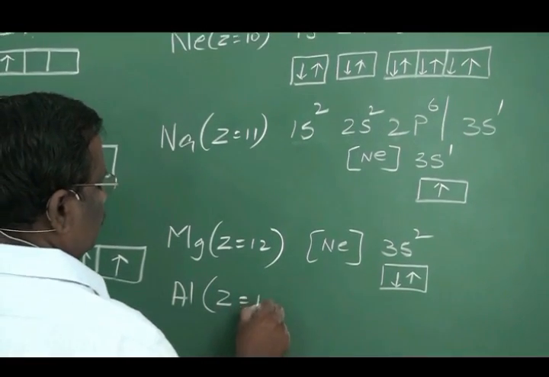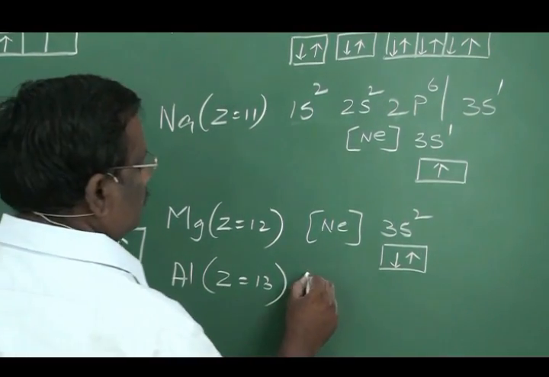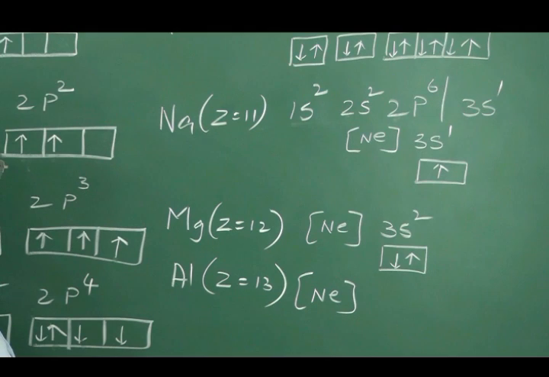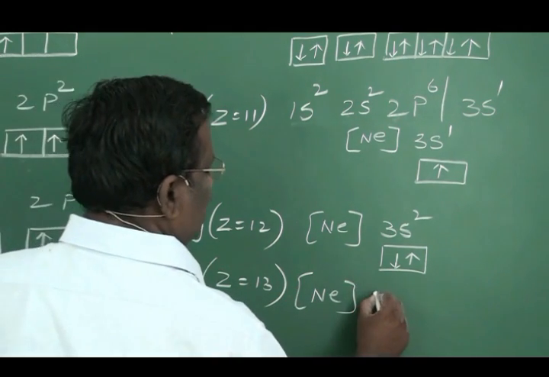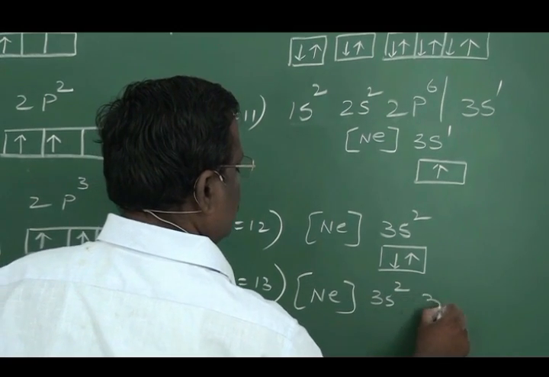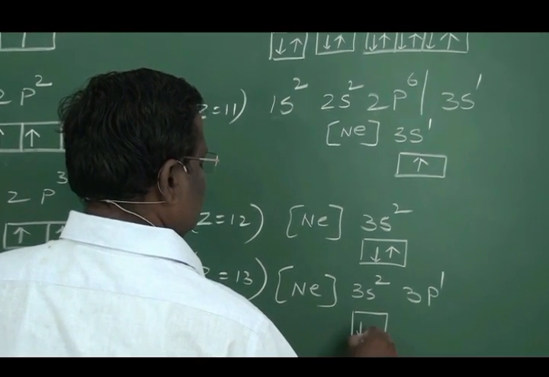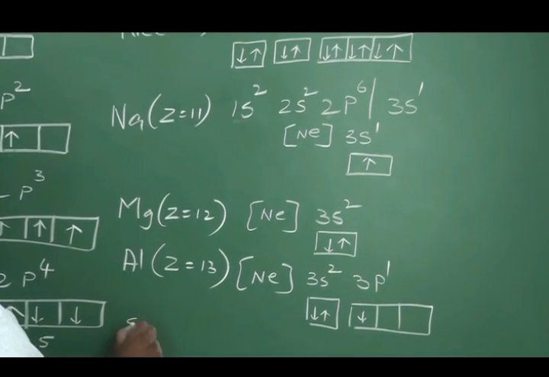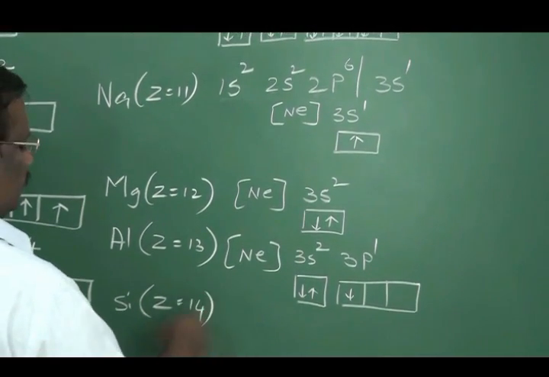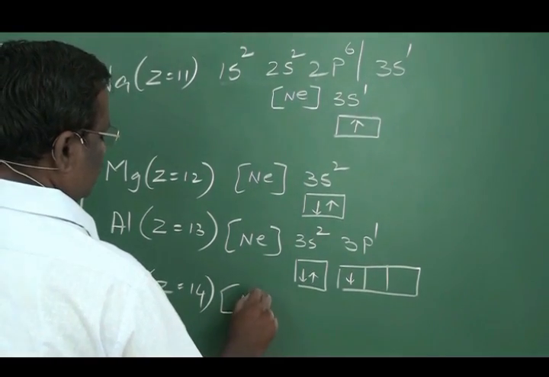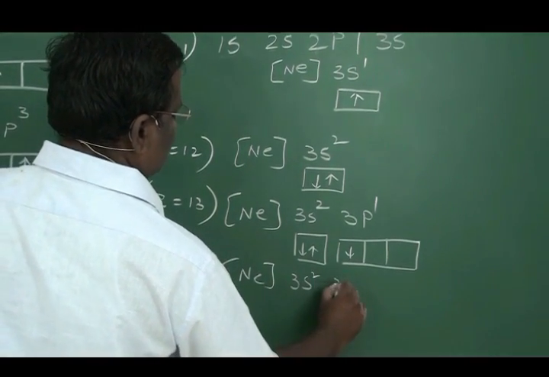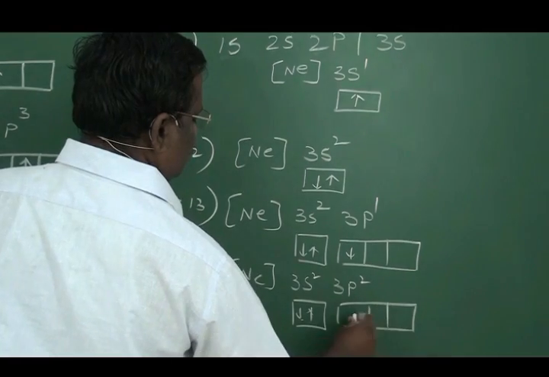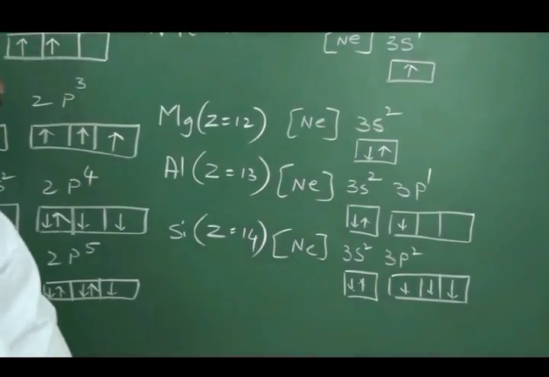Aluminium. Up to neon, the first 10 electrons will have the same neon configuration, 1s2, 2s2, 2p6. Then from the 11th electron onwards, it has a different configuration, 3s2, 3p1. Silicon, atomic number is 14. Here also the first 10 electrons are just like neon. Then 3s2, 3p2.